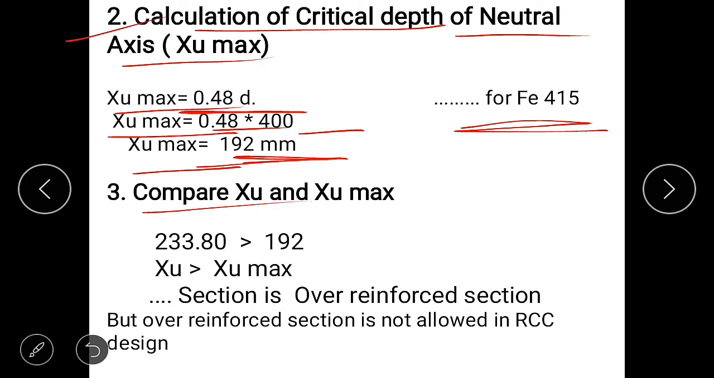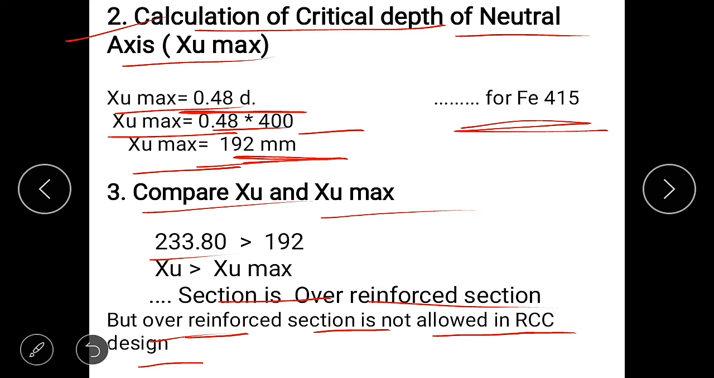So compare XU and XU max. XU, 233.80, is greater than XU max. So the section is considered an over reinforced section because XU is greater. In the first part we already studied that an over reinforced section does not give any warning before collapse, so an over reinforced section is not allowed in RCC design. Only a balanced section or under reinforced section is considered for design.